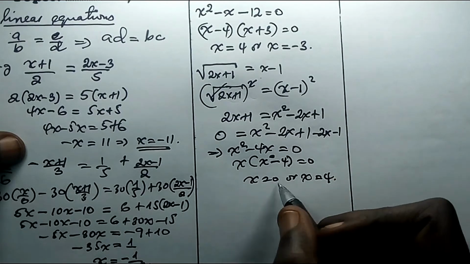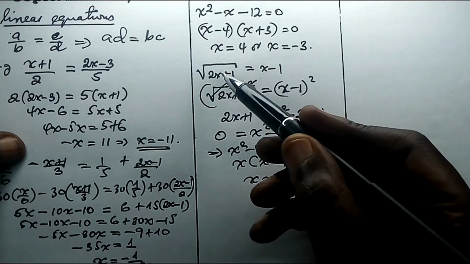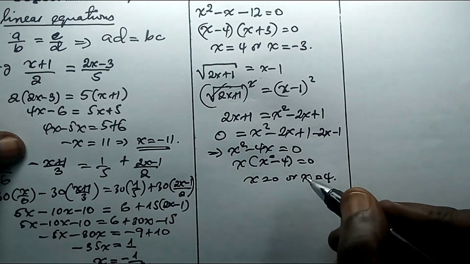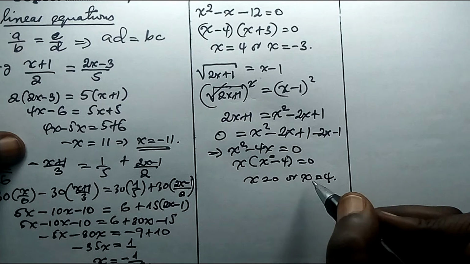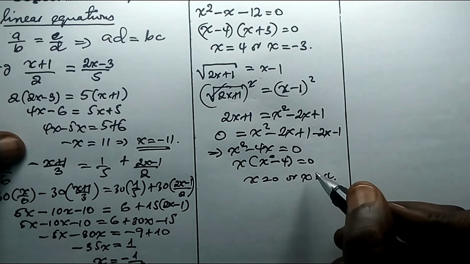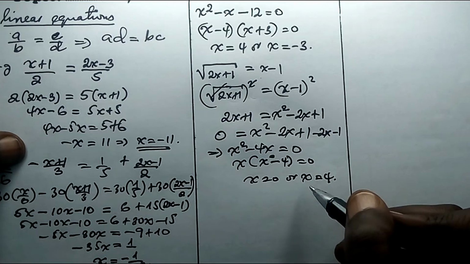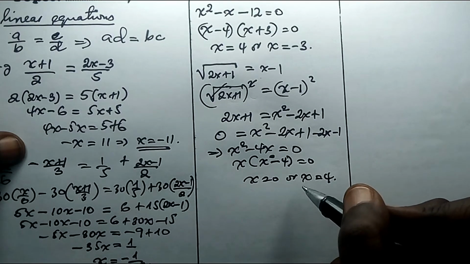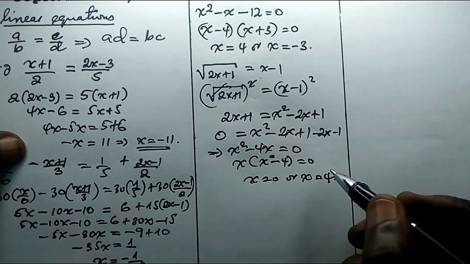Here you have to be very careful. Anytime you have a radical equation and on solving you have two possible values or more, you always have to verify the answer. One of them might not be a solution to the equation.